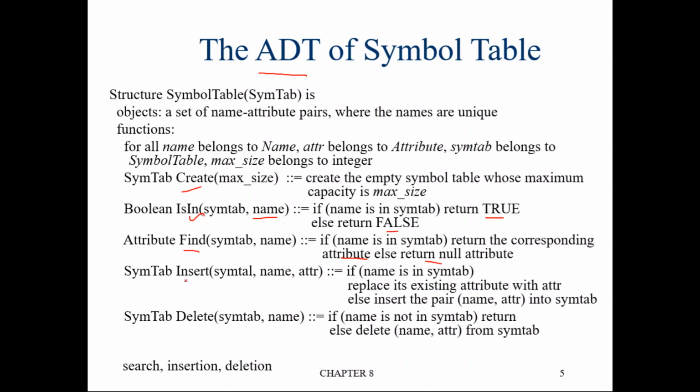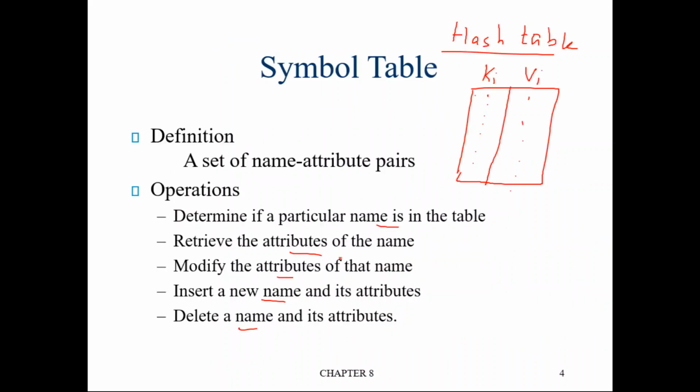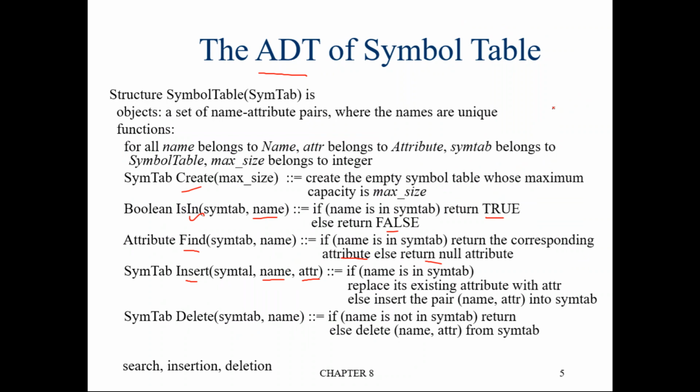Then insert. This is to insert a name and its attributes. So what does it mean? For a key, it is not that there is only one value. For a given key, you can have more than one value also. Each of the values you can consider as an attribute, right? And then delete: from the symbol table, it will delete the entry which contains this particular name, right? So the typical operations that we perform are search, insertion, and deletion.